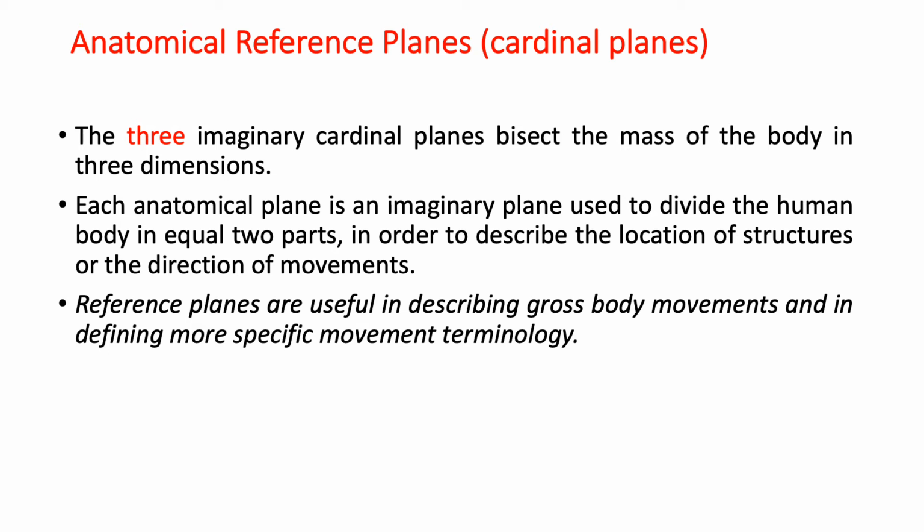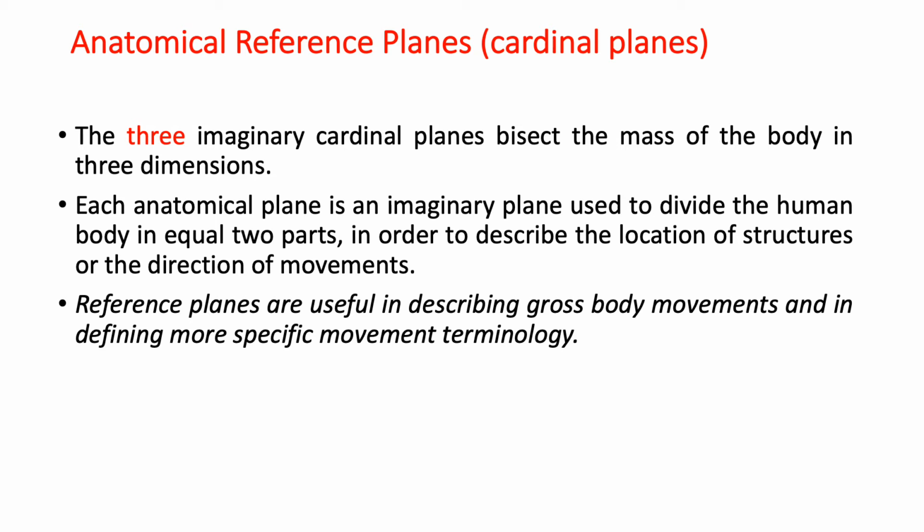So anatomical reference planes, what are these? These are three imaginary cardinal planes. So there are three in number. Always remember, three imaginary cardinal planes which bisect the mass of the body in 3 dimensions. So it will help you to pinpoint movements in 3D because there are 3 planes. I'll make it very clear, you will understand what these planes are. The way I am telling you, go like that. You will never get confused because I am going to tell you a very simple way to understand and learn them. Otherwise they become very confusing, but I'll let you know a very simple way.